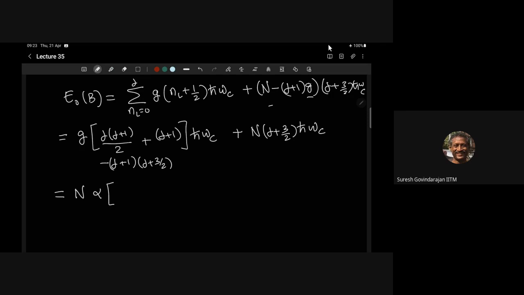And what does this simplify to? Let me write it. Yes, I'll write it in a different way.